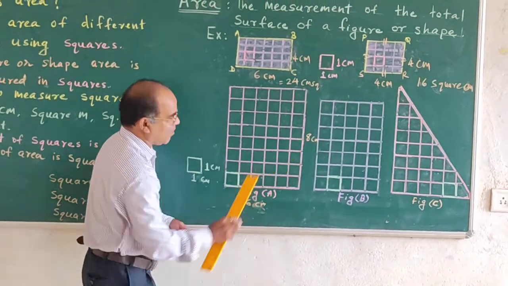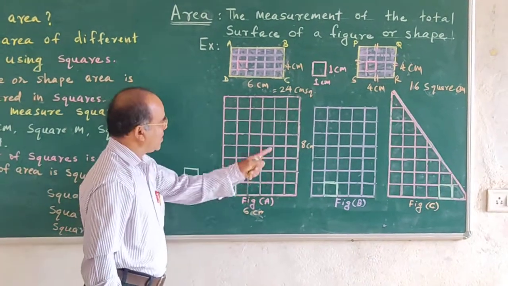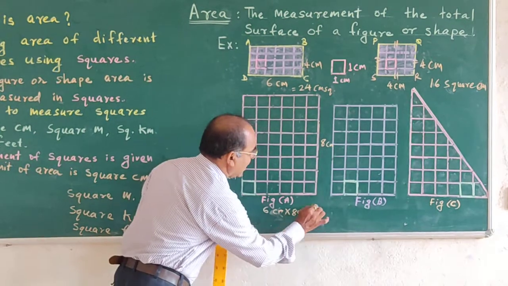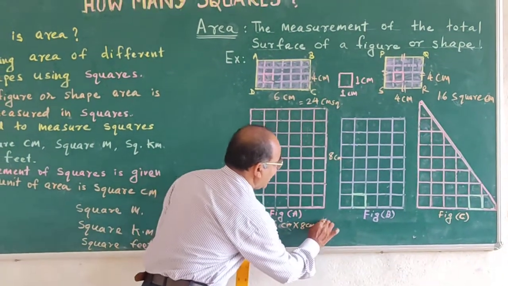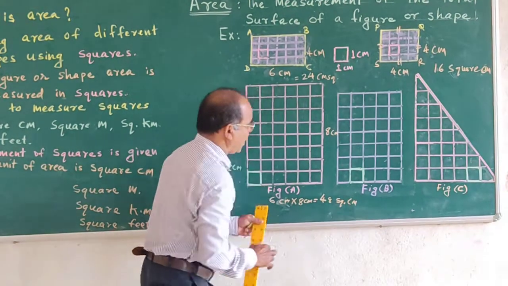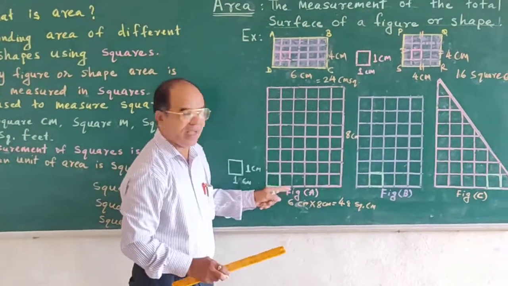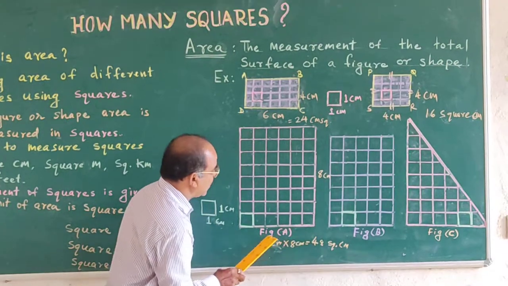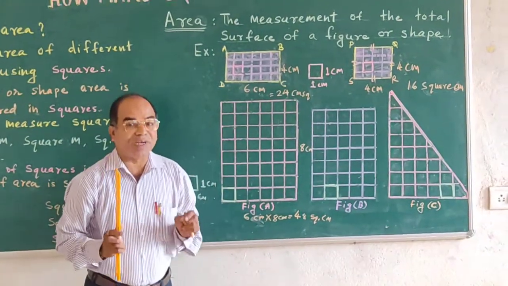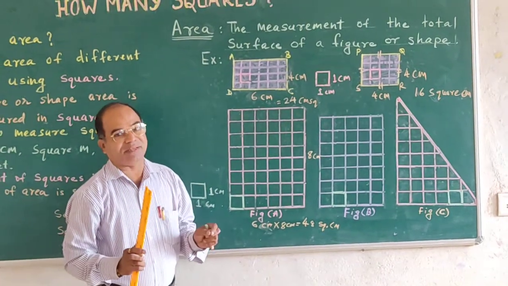So if we multiply, 6 into 8 centimeters, it will be 48 square centimeters, because there are 48 squares in total, and why centimeter? Because each square is of 1 centimeter. So the area of this figure A will be 48 square centimeters.